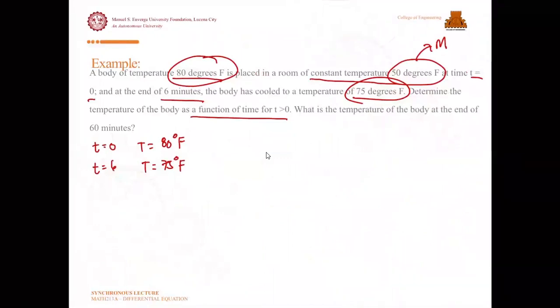Then, yung pinaka-last na tanong is, ano daw temperature ng body? Okay, temperature ang hinahanap. So, wala T ang wala after 60 minutes. Okay?